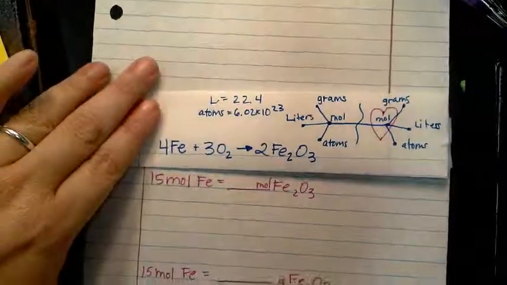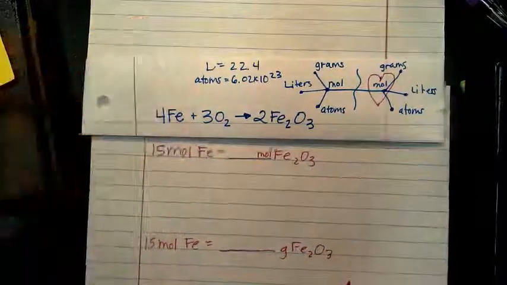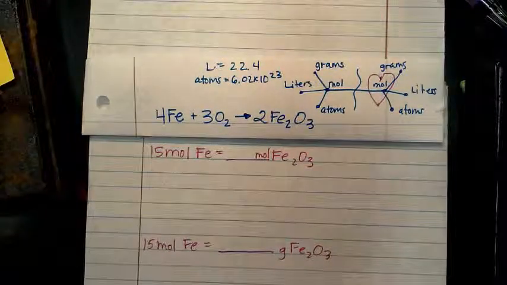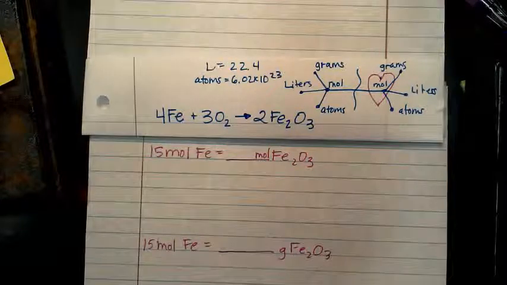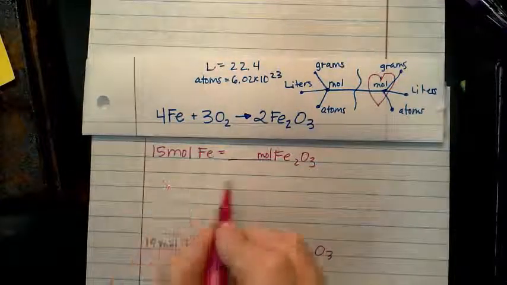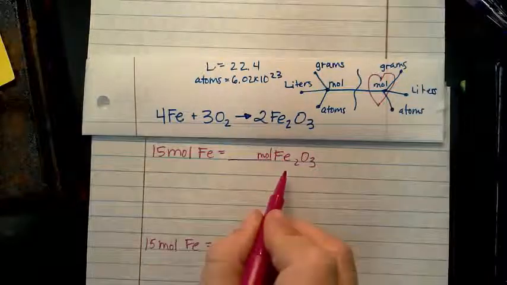All right, so today we're going to work a couple of example problems. That's all I'm doing. You can watch the grams to grams video to get a gram to gram example. I'm first going to work 15 moles of Fe to moles of Fe2O3.